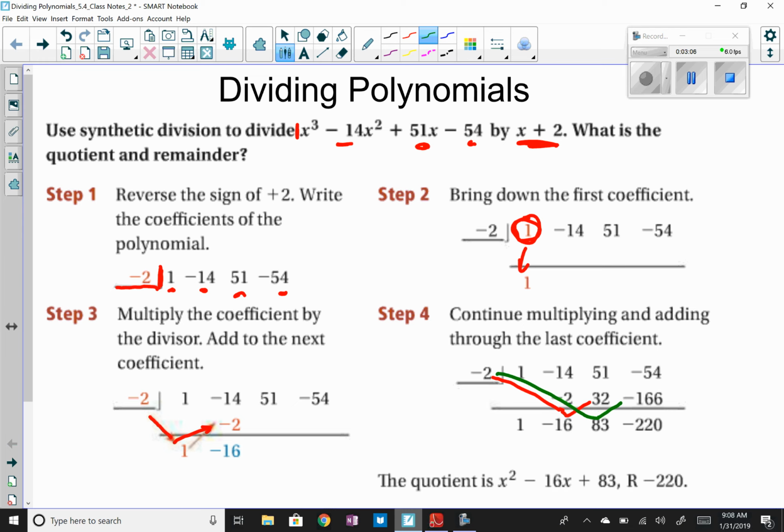Okay, so what do these numbers mean? Well, starting all the way to the right, this last column is our remainder column. The column to the left of that is the constant column, and then we have x and x squared. So the exponents keep going up by 1 each time you move to the left. So we match up the variables and the coefficients. So we have 1x squared, negative 16x, and a constant 83, with a remainder of negative 220.